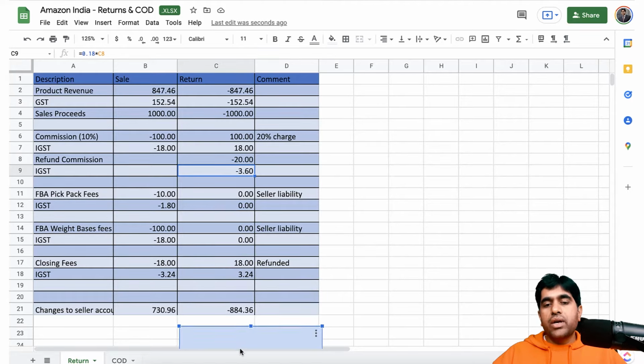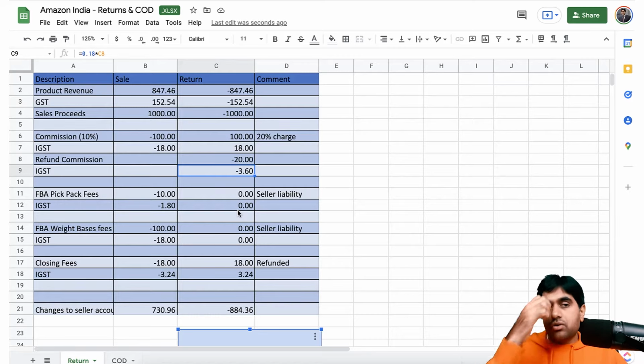So just to recap, of the four components, commission, this is again for returns. So for COD rejects, it's a little different, but for returns, Amazon gives you 80% of the commission back, which means that they charge 20% of the refund commission. Pick pack fee, you don't get back anything. Fulfillment fees, weight based fees, you don't get anything. And closing fees, Amazon pays everything back.